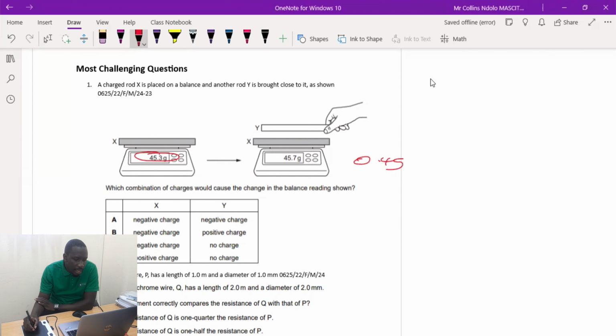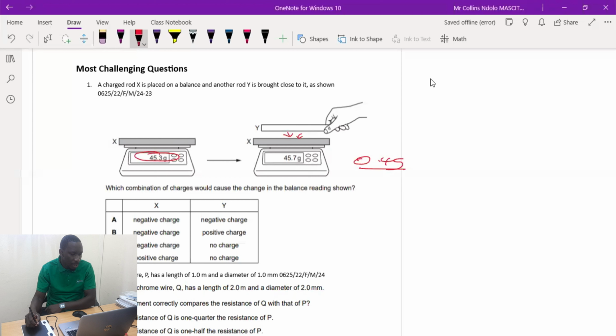Now, practically, for there to be an increase in mass of the rod, maybe there is another weight that has been added on mass X, which is not there. But if it is all about the force, then it has to be a repulsion force. That is why there seems to be an increase in force. It's like there's an additional force acting on rod X, which is where the increase of 0.4 grams comes from. So it must be a repulsion. Either both X and Y are positively charged or both of them are negatively charged.